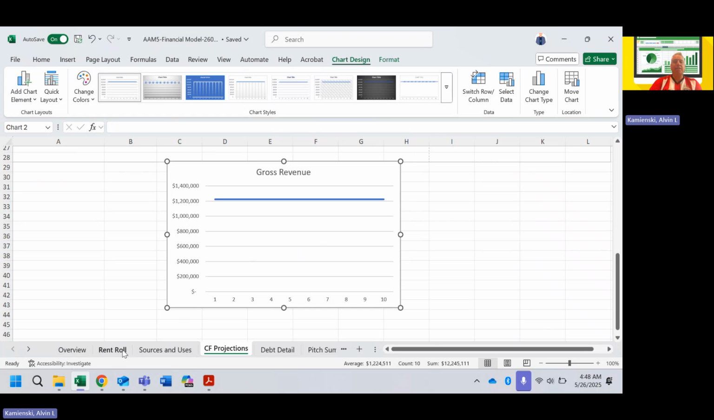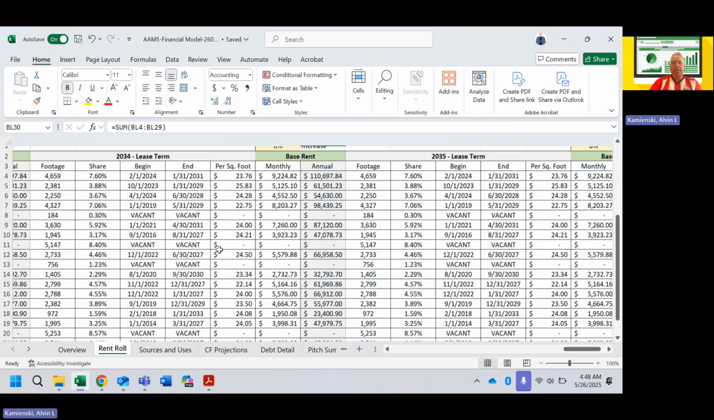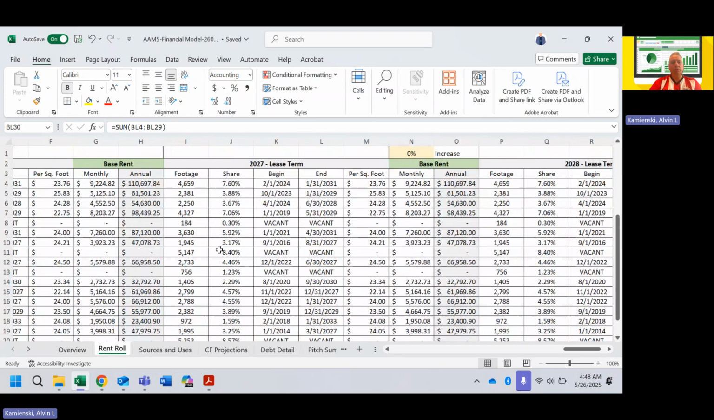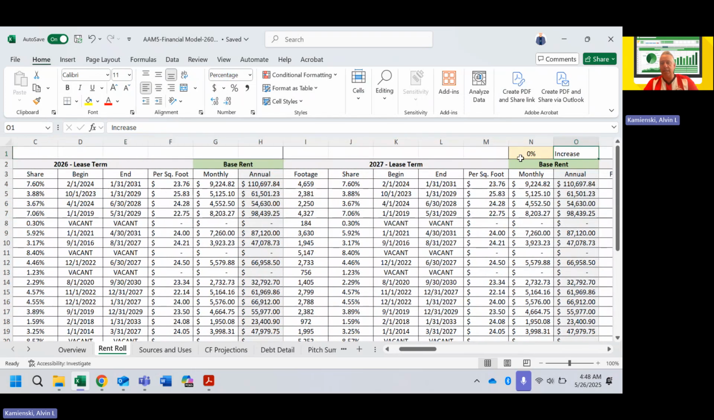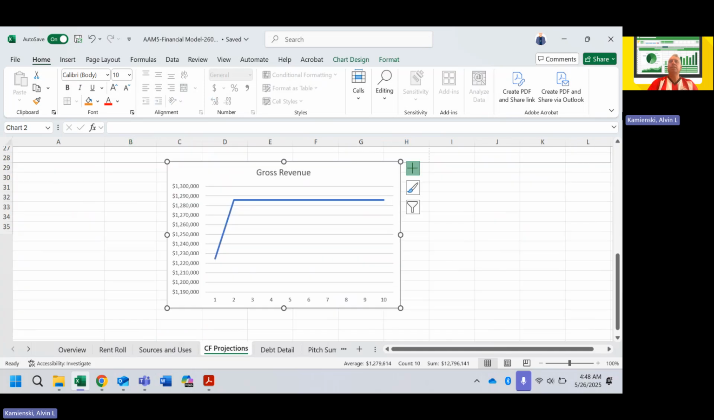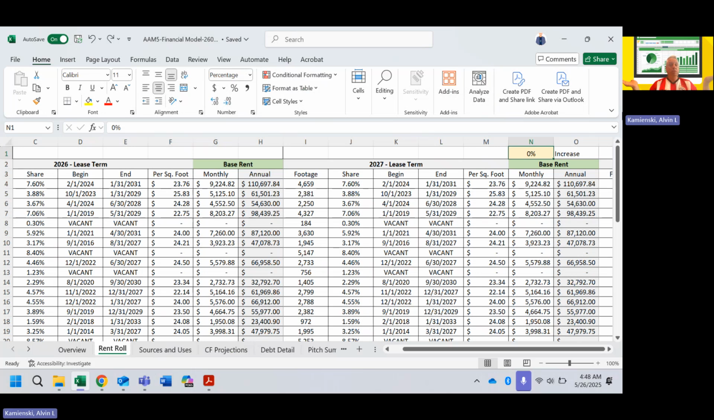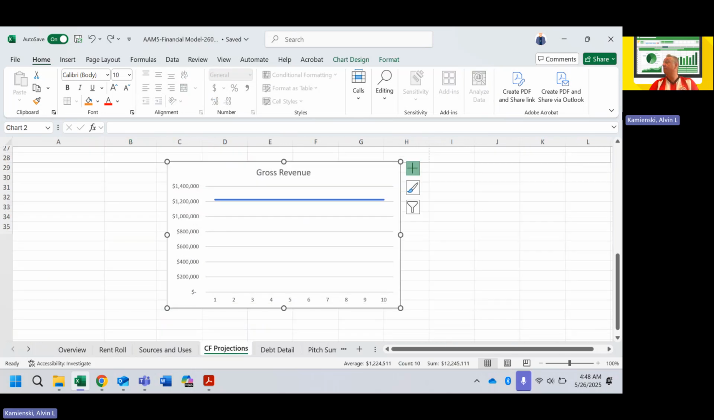From here, go back to your rent roll. And in your rent roll, let's go over into where we can make our first effective rent increase, which is in N1. In N1, let's just put 5% in there. And then go back to your cash flow projections and see whether or not your graph responded. Great. From there, do a little Control Z, undo, just so that the graph resets itself.